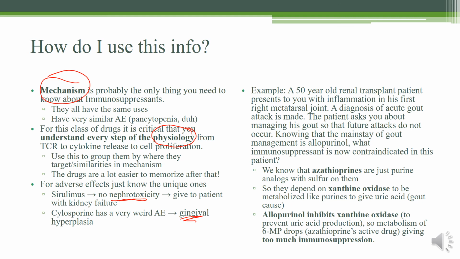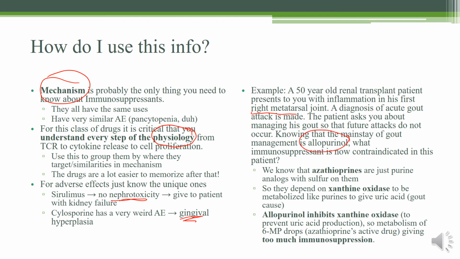Let's take a look over here at an example question. We've got a 50-year-old renal transplant patient who's presenting with inflammation in his first right metatarsal joint. A diagnosis of acute gout attack is made, and the patient asks you about managing his gout so that further attacks do not occur. Knowing that the mainstay of gout treatment is allopurinol, what immunosuppressants are now contraindicated in this patient?